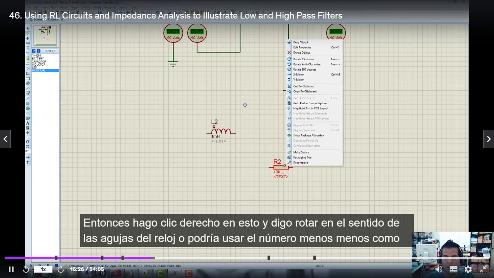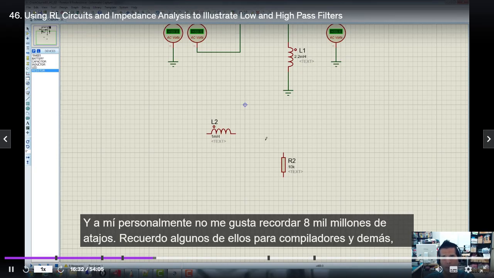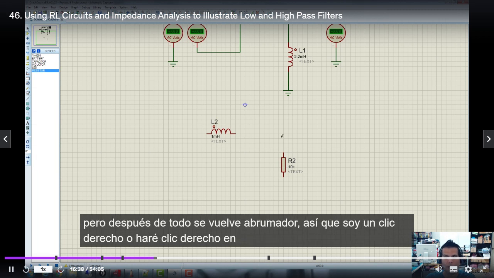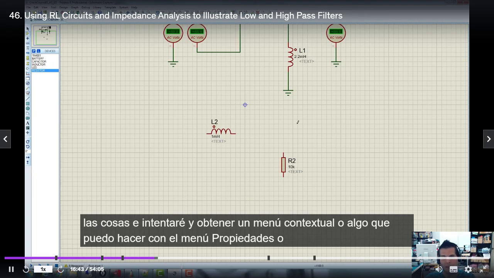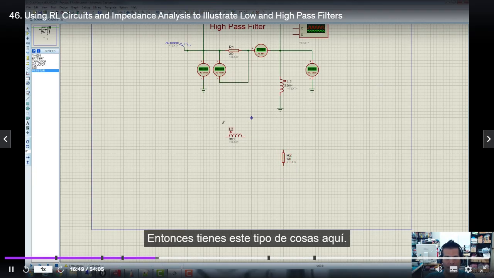So I right click on this and say rotate clockwise, or I could use num minus, but I'm not going to remember that. Personally, I don't like remembering eight billion shortcuts. I remember a few of them for compilers and whatnot, but after a while it just becomes overwhelming. So I'm a right clicker. I'll right click on things and try to get a context menu or a properties menu or whatever. All right, so we've got this going here.